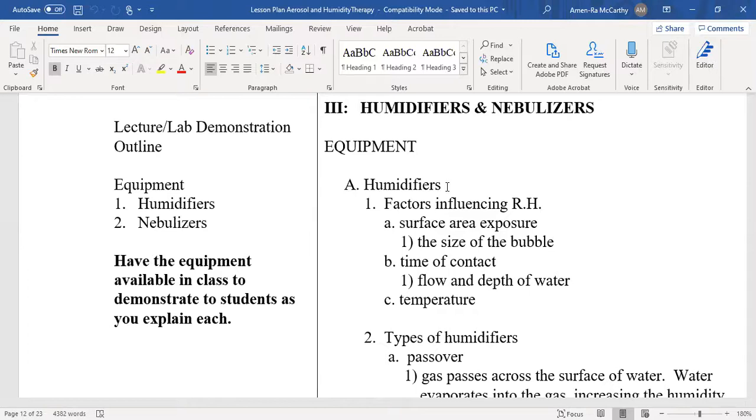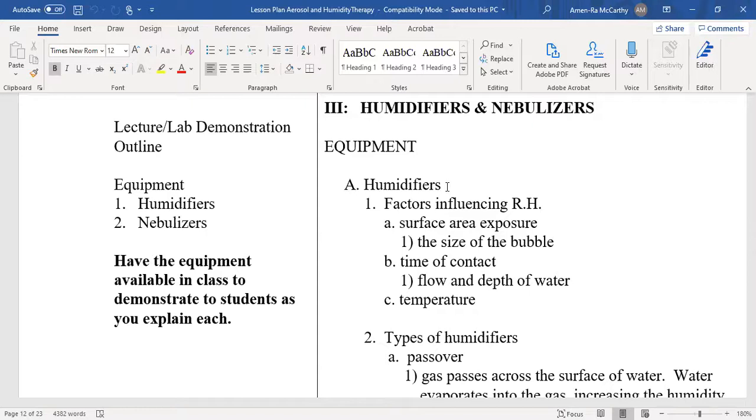An aerosol is more stable at a warmer temperature. The gas can hold the moisture at a warmer temperature, okay? As the temperature decreases though, the potential to hold moisture goes down, and so that water will also fall from the gas, which is called rain out, all right? And so we talked about that as it pertains to relative humidity and what that means.